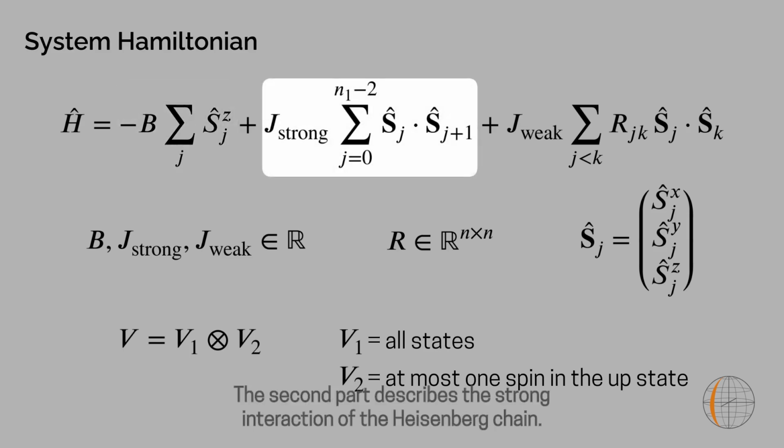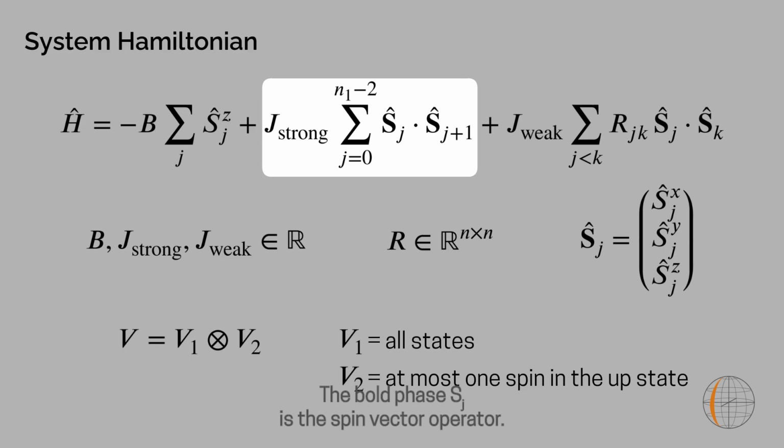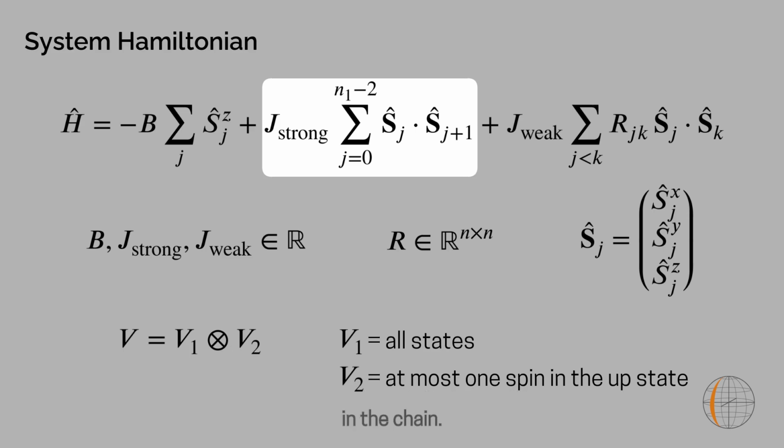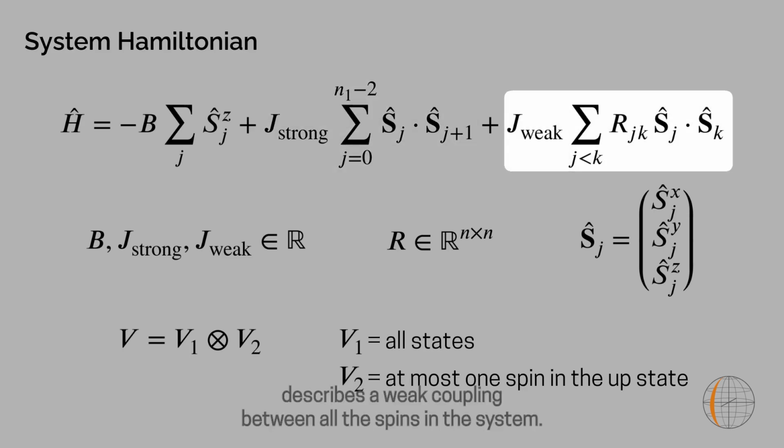The second part describes the strong interaction of the Heisenberg chain. The variable J_strong determines the coupling strength. The boldface S_j is the spin vector operator. We sum over the scalar product of the spin vector operators of neighboring spins in the chain. Since the term has a positive sign, it is energetically favorable if the neighboring spins face in opposite direction. The third part describes a weak coupling between all the spins in the system. We sum over all pairs of spins where the coupling is determined by a randomly chosen matrix. The variable J_weak determines the overall strength of this part.